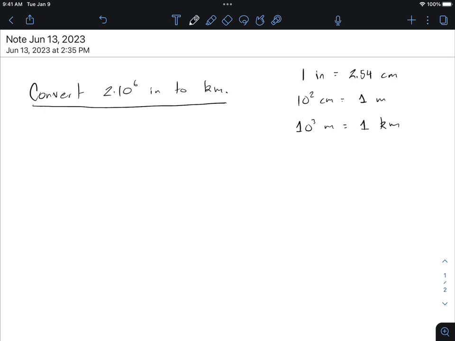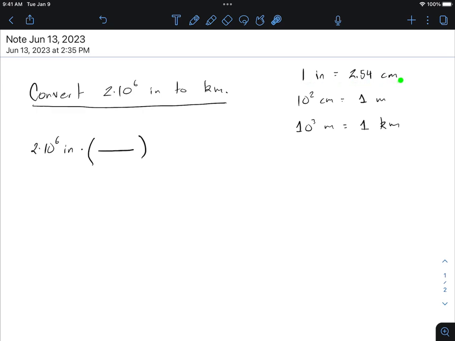So let's go ahead and convert 2 million inches. The way I'm going to do that is I'm going to take my 2 million inches and multiply them by 1. But the way I'm going to write the number 1 is very special. Notice that I have here 2 million inches, so this inches is in the numerator. If I divide by something that has inches, the inches are going to cancel out.